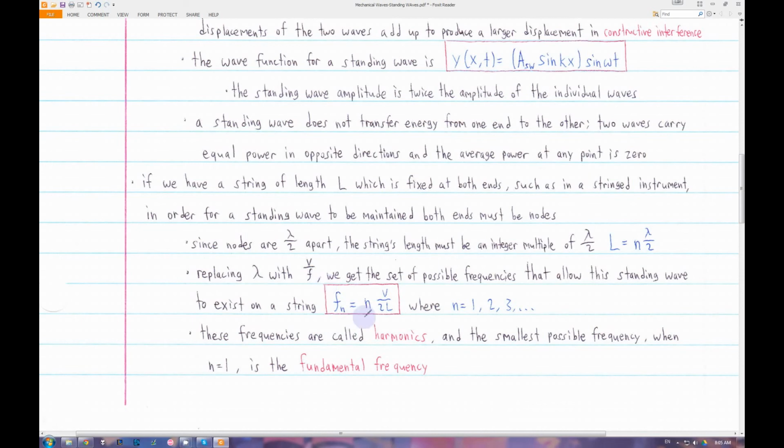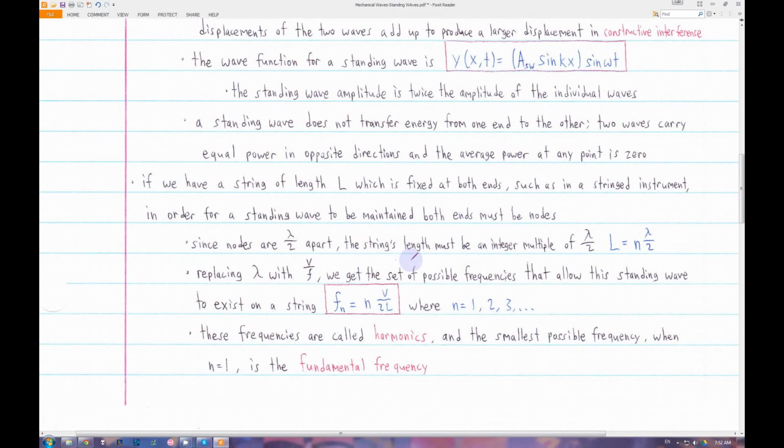So on a string with a length L, where the wave moves through the string at a speed v, then to get all the possible frequencies of the standing wave, we just take this and multiply it by any integer, which is that n. So the lowest possible frequency when n is equal to 1 is called the fundamental frequency. And all the other frequencies are just integer multiples of the fundamental frequency. And those other frequencies are called harmonics or overtones.